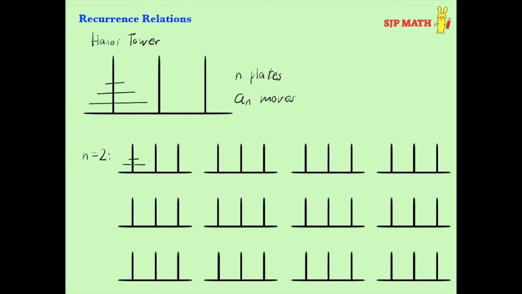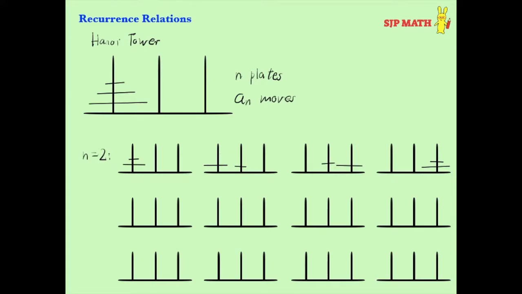The only place to put this away is the middle pole, so we're going to move this here, and the base is still going to be here. Then we're going to move the base to the target pole, with the top part here. And then we're going to move the top part back on top of the base plate. So there we go.